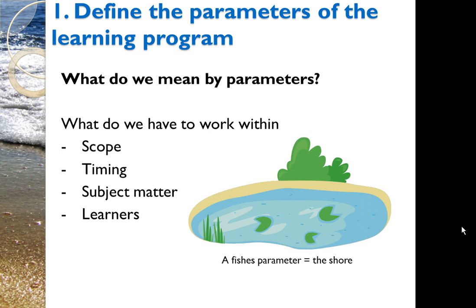What do we mean by parameters? It's what do we have to work within or inside. It covers things like scope or subjects to be covered, the timing and order of the subjects, what order we're going to deliver them, and the time available to do it, the subject matter, the depth and detail of each subject, and the learner's characteristics.